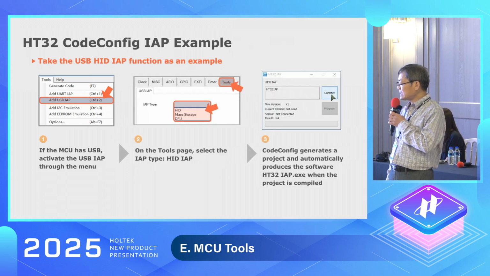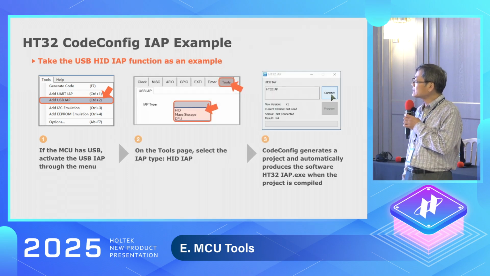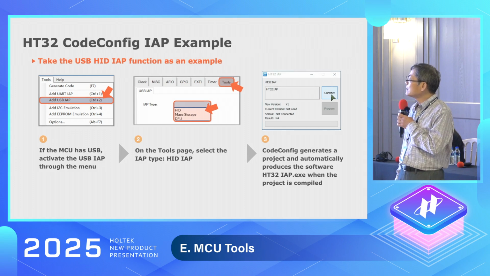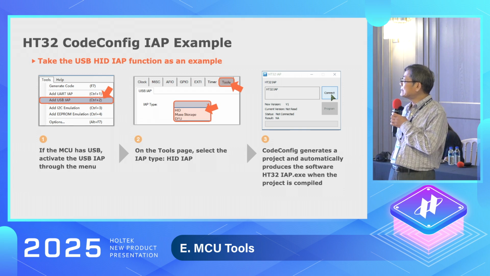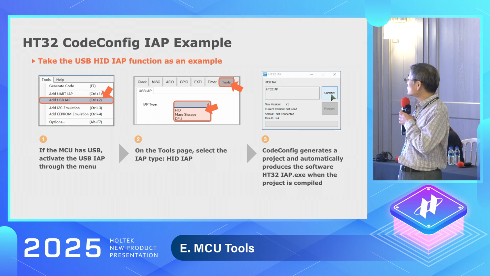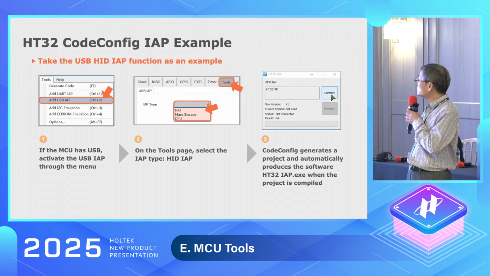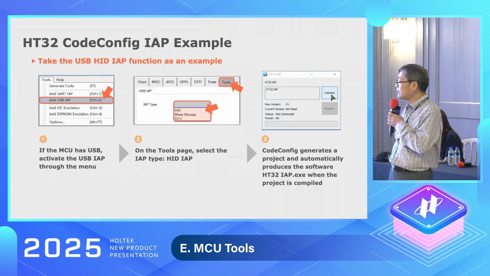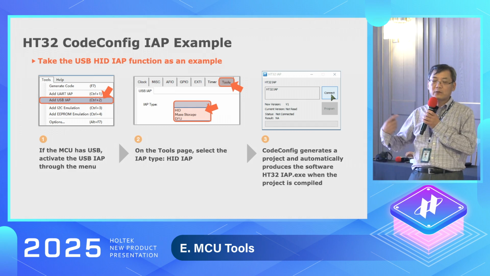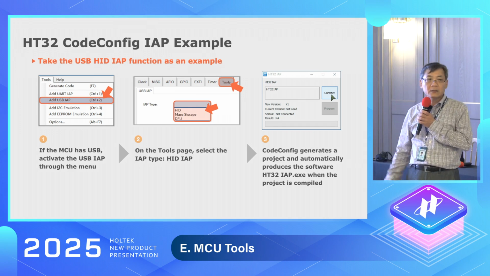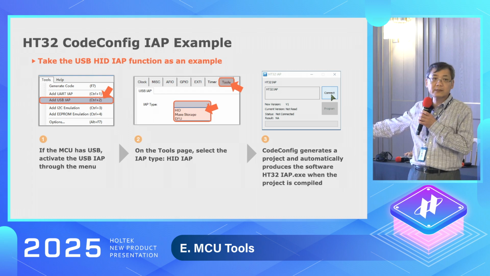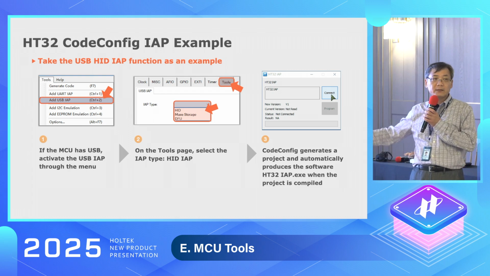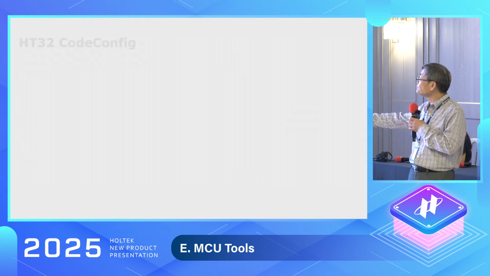And here's an example for doing an IAP. It's also very straightforward. You select USB IAP, and then you select the USB class, and then after connecting, there's an IAP.exe execution file, so that in the future, if you want to update your firmware, the execution file is already generated. So it's very simple and very helpful.